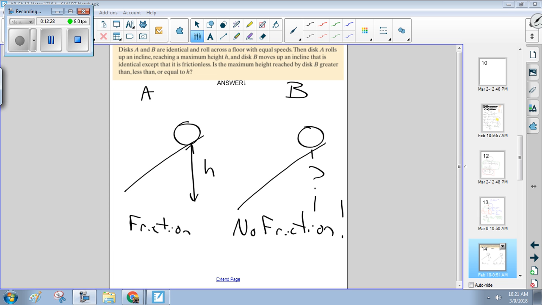I'm going to say B is going to go higher, because at first I thought they'd be the same, because at the end they both stop rolling, so I thought they both had the same energy, but friction is a non-conservative force that pushes against its motion. So it should take energy out of the system. So you're saying it's going to take energy out of the system, which would mean what? It would have less final energy. Less final energy. Yes.